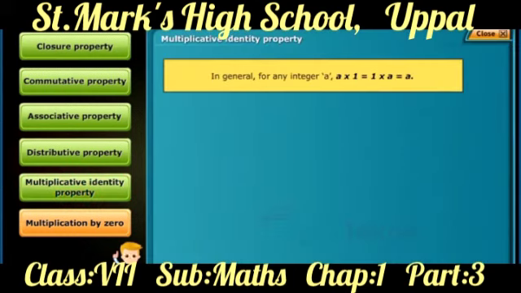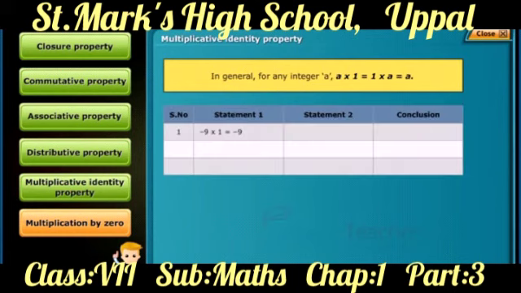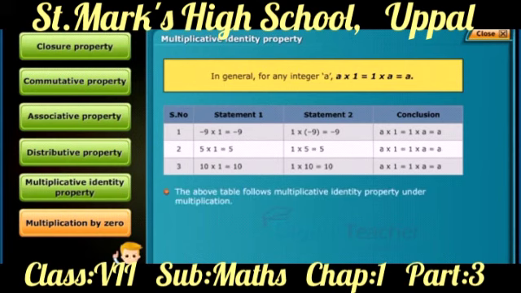Multiplicative identity property defines that for any integer a, 9 into 1 is equal to minus 9, and in the second statement, 1 into minus 9 is equal to minus 9, and it concludes that a into 1 is equal to 1 into a is equal to a. The same holds for the second property.